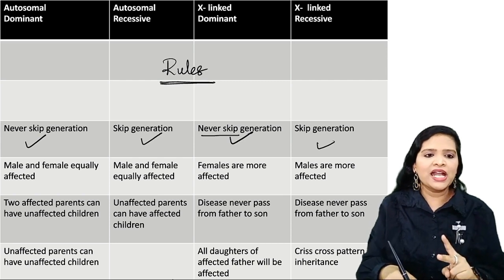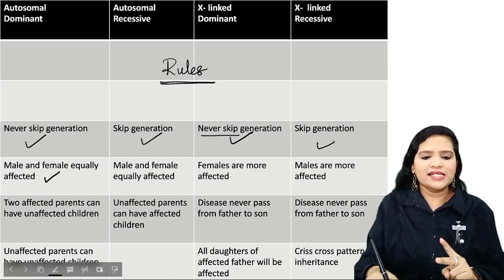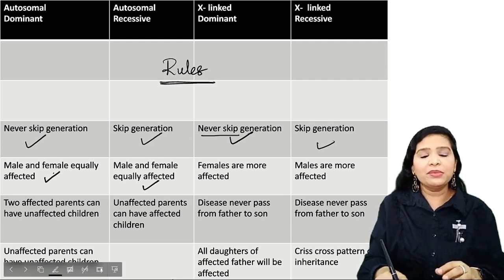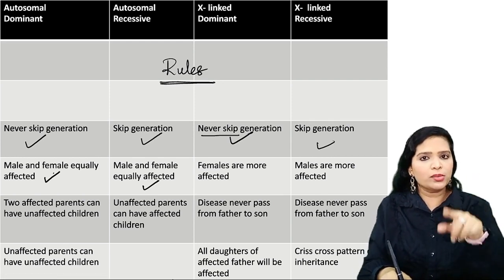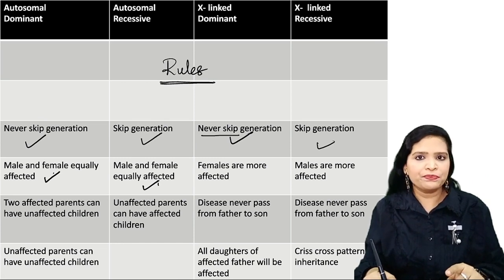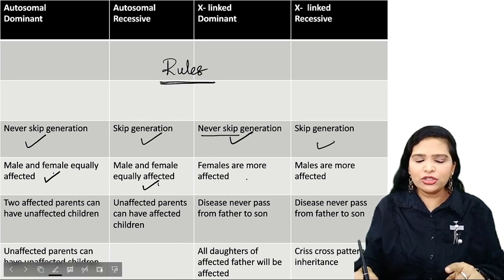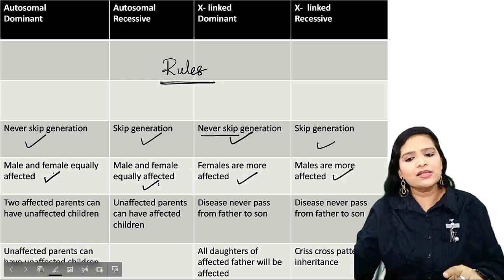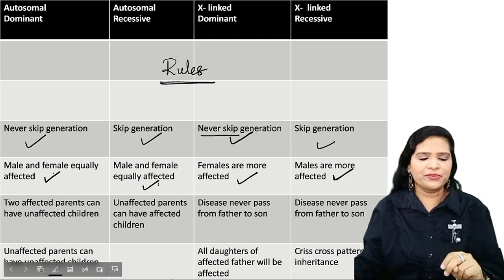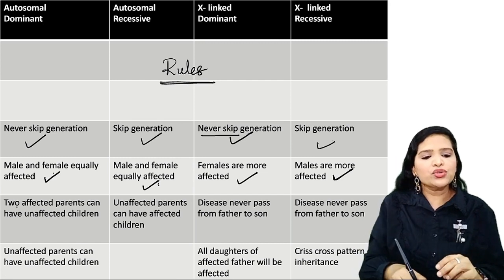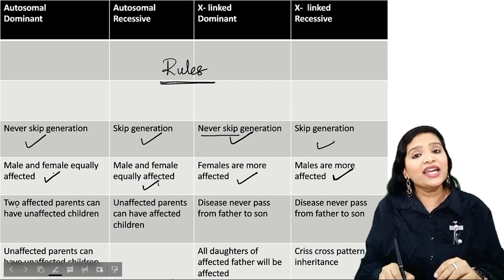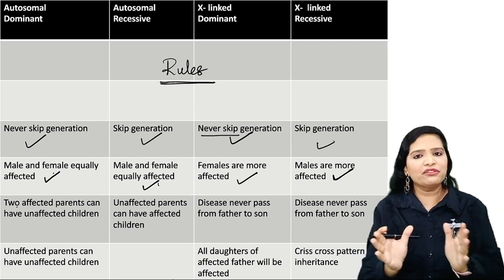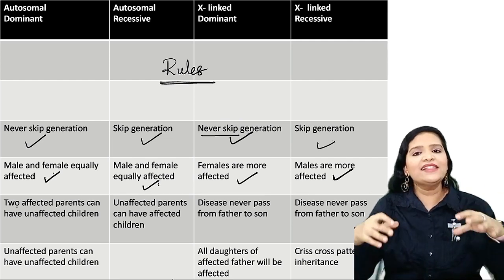Point number 2: these are autosomal diseases, right? So both male and female are affected. Both male and female are equally affected in the case of autosomal dominant and autosomal recessive. Whereas in X-linked dominant, females are more affected. In X-linked recessive, males are more affected. This is the second point. Point number 3: two affected parents can have unaffected children. Parents are affected, both father and mother, but they are able to produce healthy children.